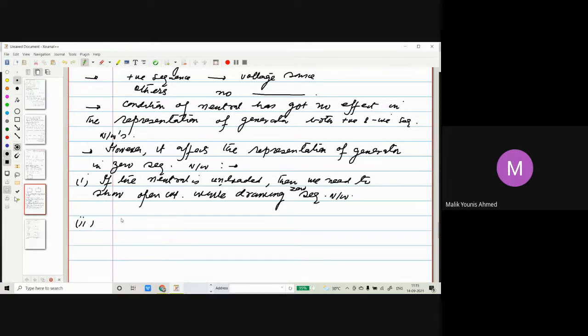Now, if the neutral is solidly grounded, you know this. This is the neutral, this is solidly grounded. So if the neutral is solidly grounded, what will happen? Then while drawing the zero sequence network, we need to show, I will write here only in short form, a short circuit. We need to represent it by a short circuit. Third is, if the neutral is reactance grounded.